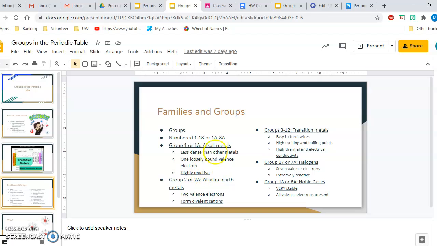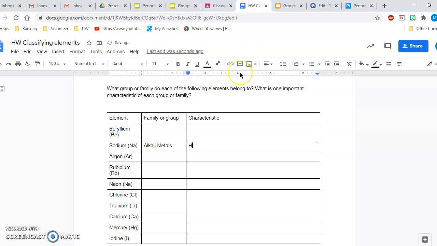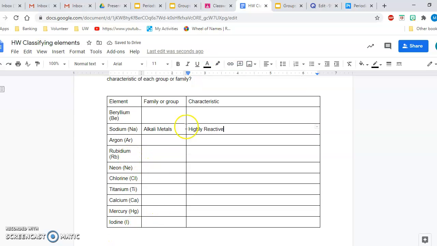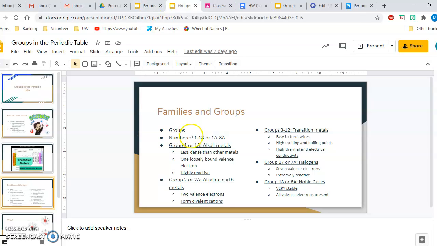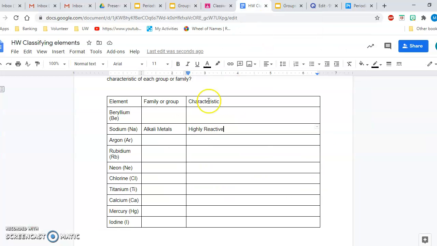Our characteristic for alkali metals is that it's highly reactive, so I would want you to fill out that it is highly reactive. And then do the same for the rest of these elements. When we go back to our characteristics, the underlined one is the one that I would want you to write in our characteristic box. So either write highly reactive, forms divalent cations, is highly thermal and electrically conductive, extremely reactive, or very stable. That's what I was hoping for this part of it.